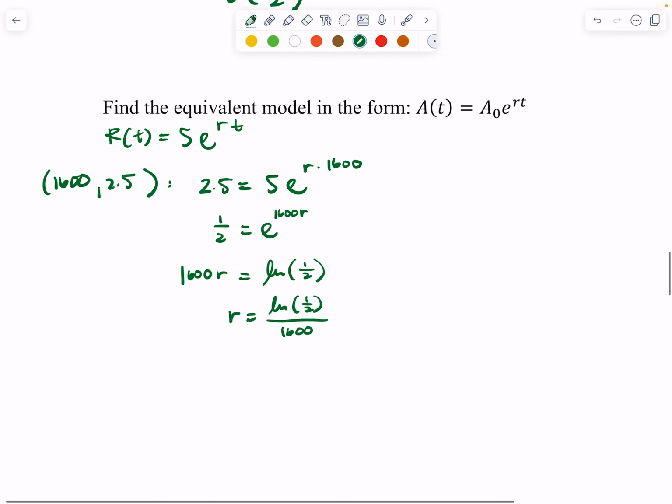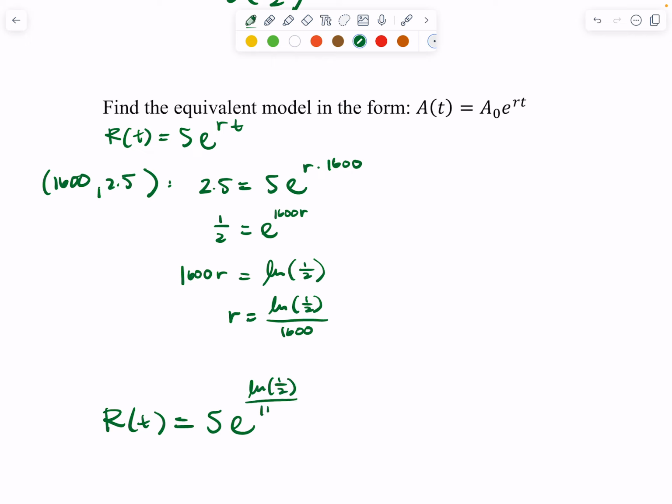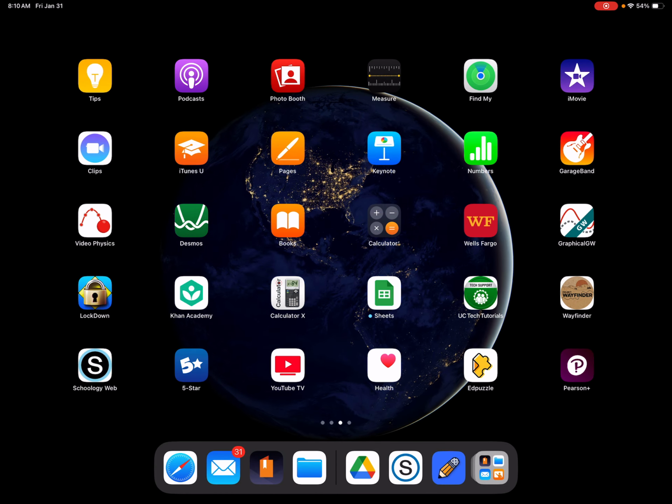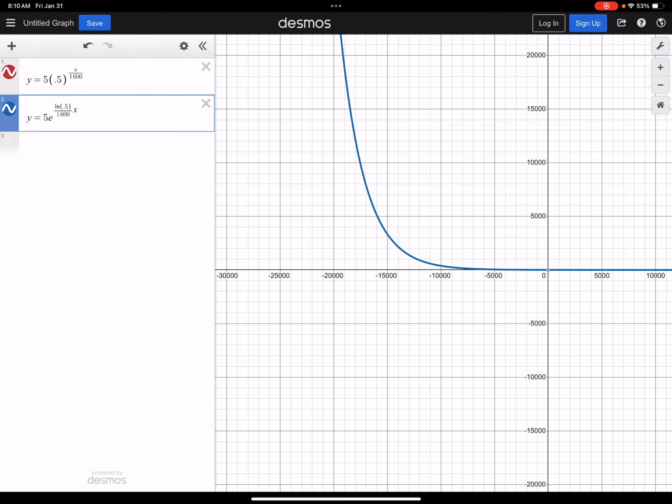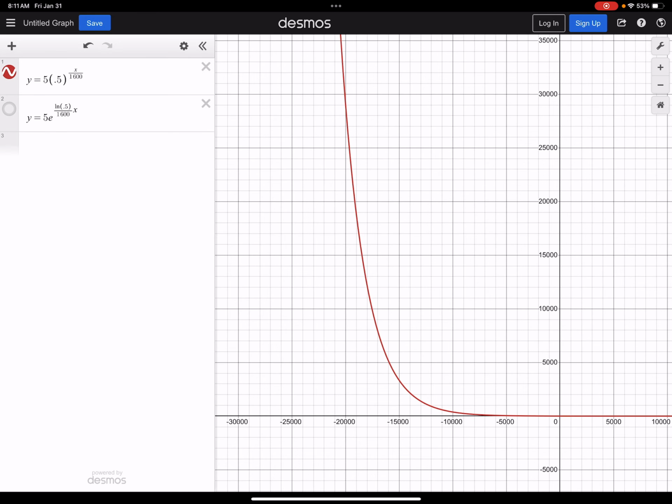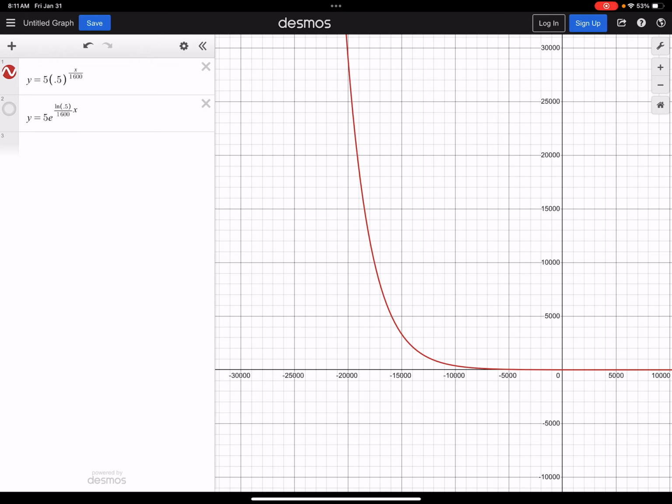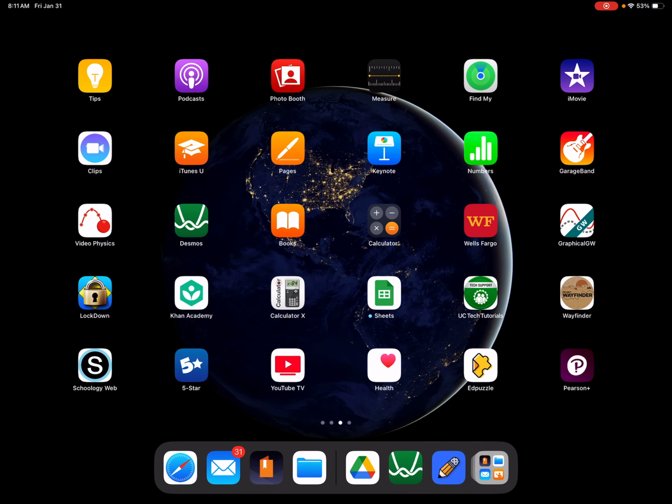So that means that the equivalent model with base E would be 5 times E to the power of ln of 1/2 over 1,600 times T, okay, where T is still number of years that have passed. And you'd see, I think I still have this on here. If we graph both of them, that's our original with the information about half-life, and then this is the model we just came up with, you can see that their graphs overlap perfectly. They represent the same graph.